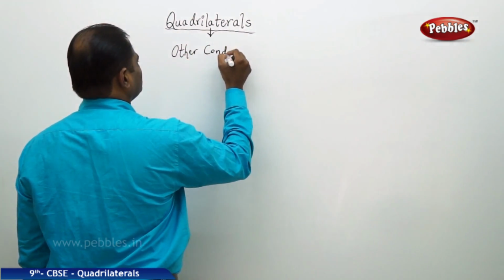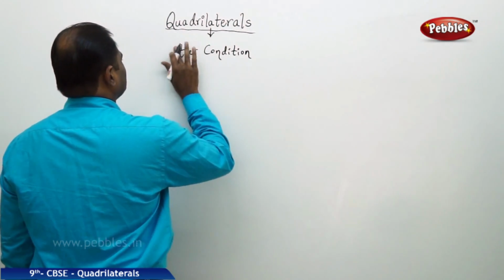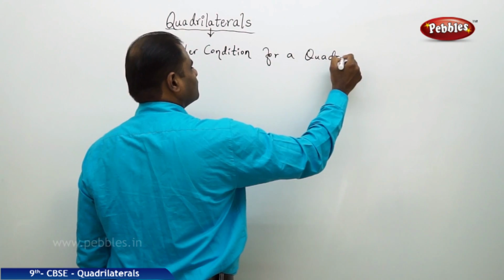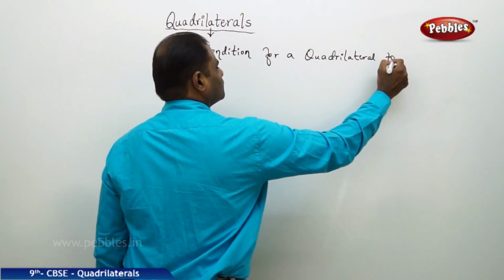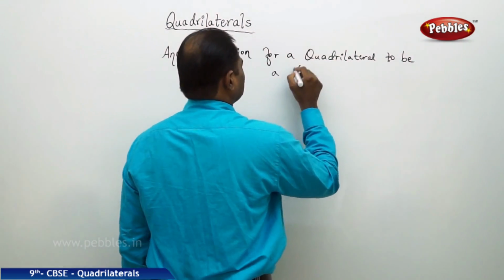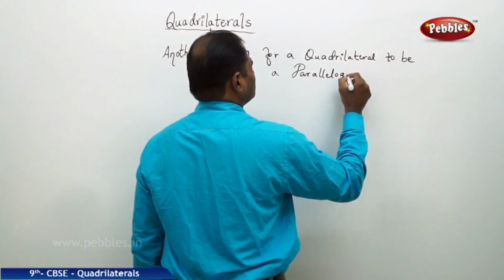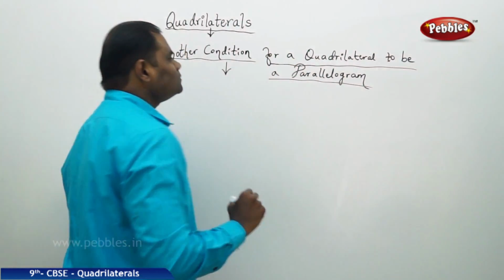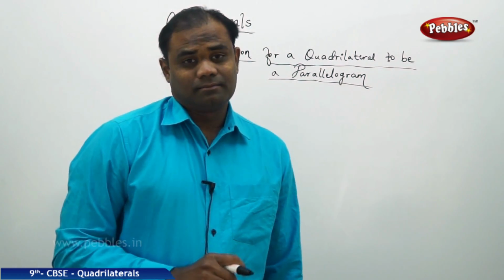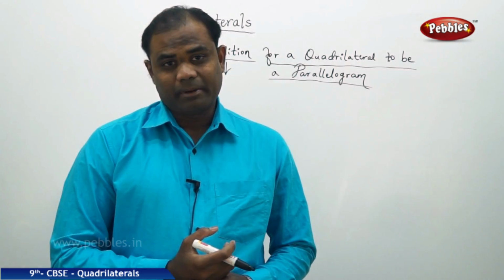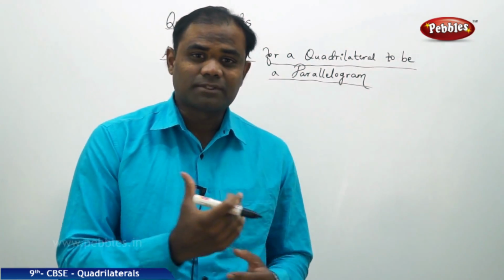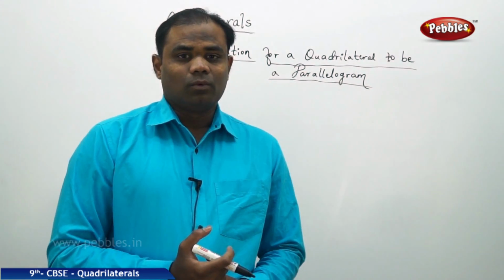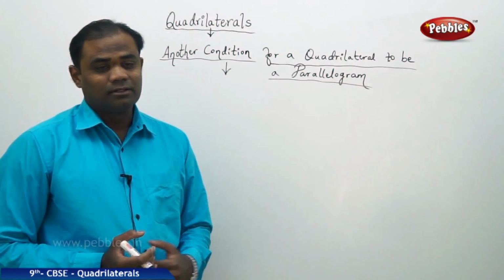Other condition for a quadrilateral to be a parallelogram. So let's see the other condition. We have defined a quadrilateral to be a parallelogram if its pair of opposite sides are parallel. Now let's define the other condition for a quadrilateral to become a parallelogram.